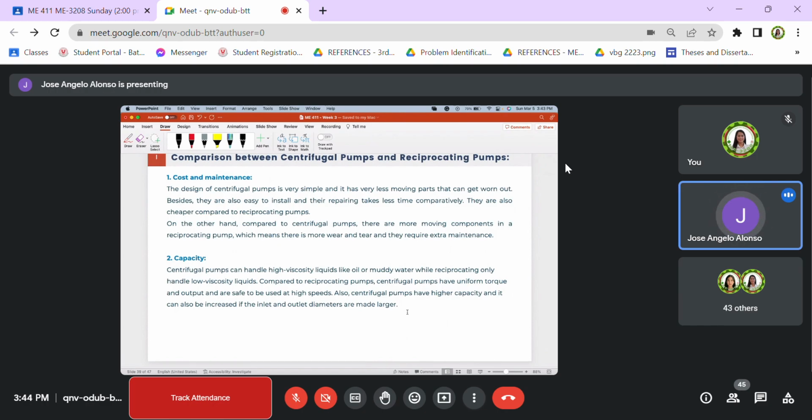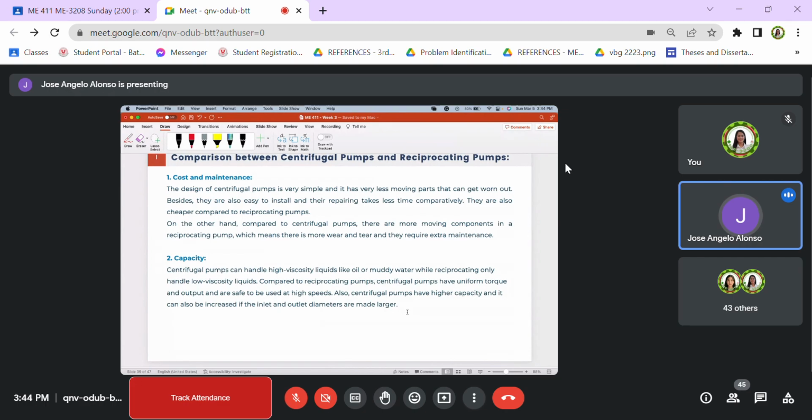So generally, this is just a guide. Siyempre, maraming parameters involved. Pero in general, when it comes to cost and maintenance, it is favorable daw to use centrifugal pump kasi nga it's very simple and there's very less moving parts that can get worn out. Besides, they are also easy to install and their repairing takes less time comparatively. They are also cheaper compared to reciprocating pumps. On the other hand, compared to centrifugal pumps, there are more moving components in reciprocating pumps, which means there is more wear and tear and they require extra maintenance.